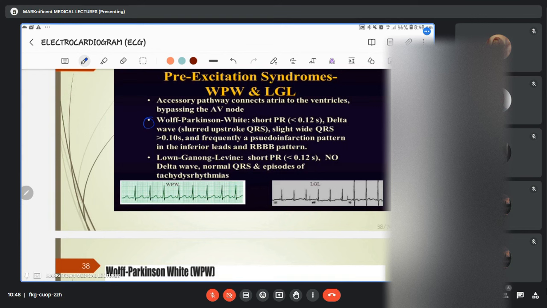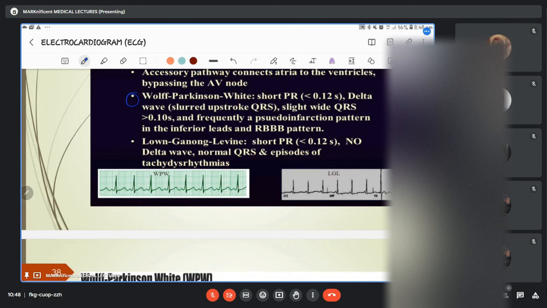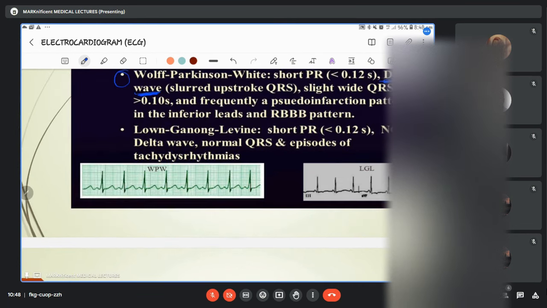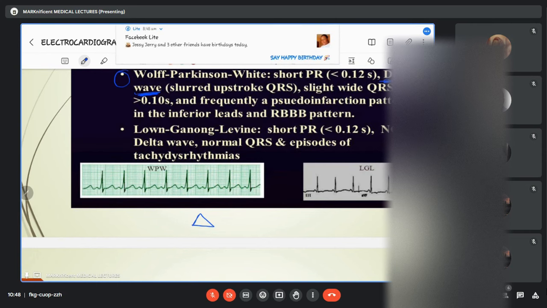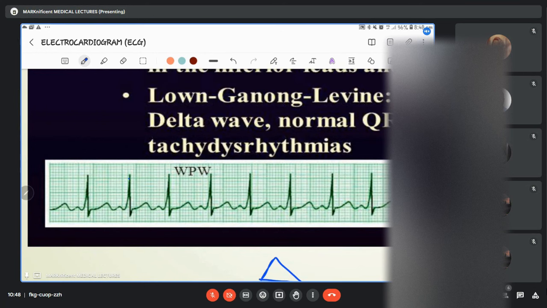So there's short PR, that's less than 0.12, and then you can have delta waves. Delta is D. You'll be asked what kind of wave can you see in Wolff-Parkinson-White. So it is delta wave. Take note of this. The delta is a shape, like delta in physics. Although it is not clear enough here, it's giving that delta shape.